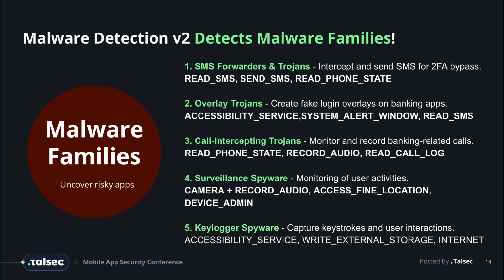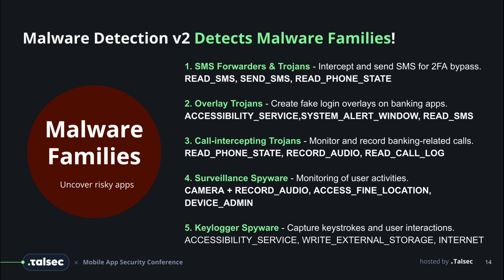Similarly for overlay Trojans, those are applications that are on top of your application, probably stealing clicks, stealing the inputs from the user screen. You can, with high precision, detect this application by including permissions like accessibility service, system alert, and read SMS. Call intercepting Trojans are Trojans that monitor and record banking-related calls. You may detect this application by read phone state, record audio, and read call log.